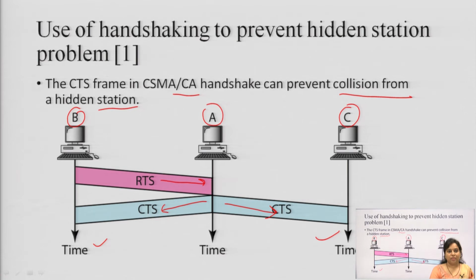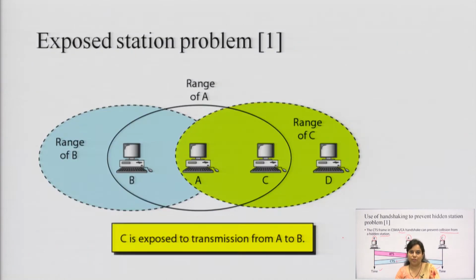So, this is the situation where handshaking has taken place, because station A has equally transmitted the clear to send frame to stations B and C, meaning it is equally seeing stations B and C. So, they are no more hidden with respect to station A.